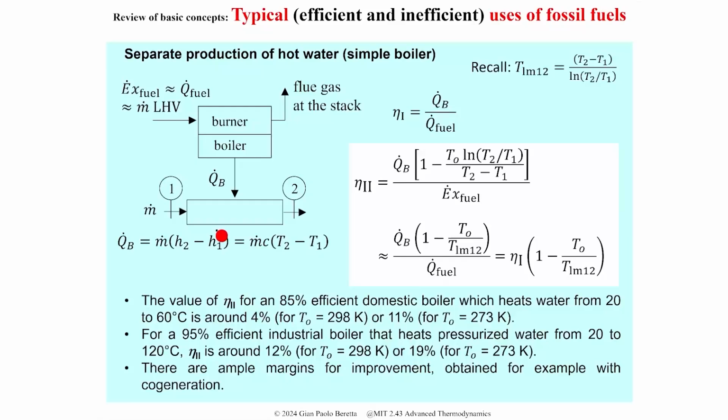Most of the time, the burner doesn't have to heat up something at constant temperature, like when you boil something, but needs to heat up, for example, water. Again, for residential purposes, typical numbers are from 20 to 60. Since the temperature is changing here, we can define a logarithmic mean temperature, which is the temperature that enters in the Carnot coefficient. And again, the second law efficiency is equal to the first law efficiency times the Carnot coefficient.